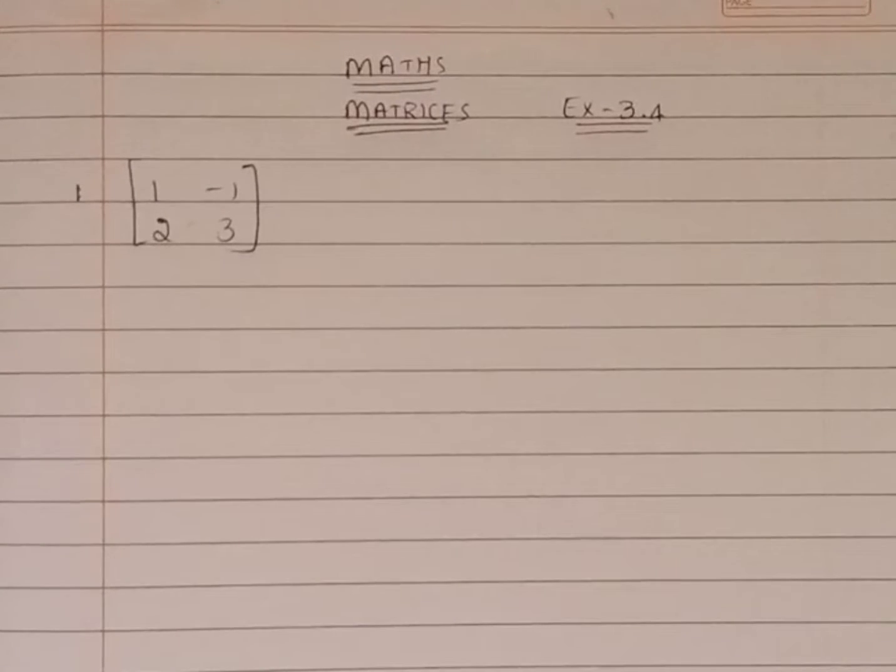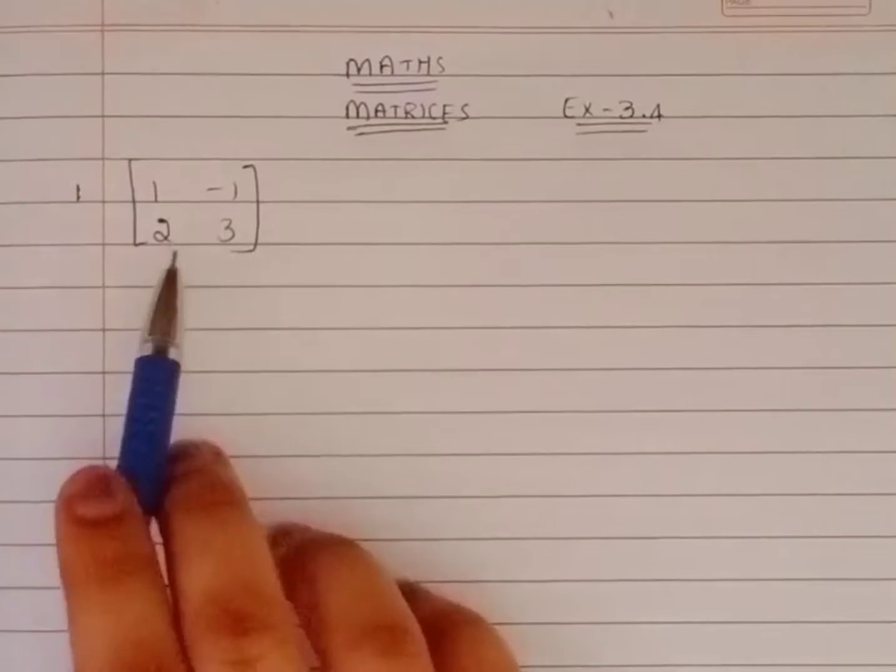In this video, we are going to see exercise 3.4, Maths, Matrices, chapter 3, class 12. Okay, first four problems we are going to see. So the first problem is given as the matrix [1, -1; 2, 3].